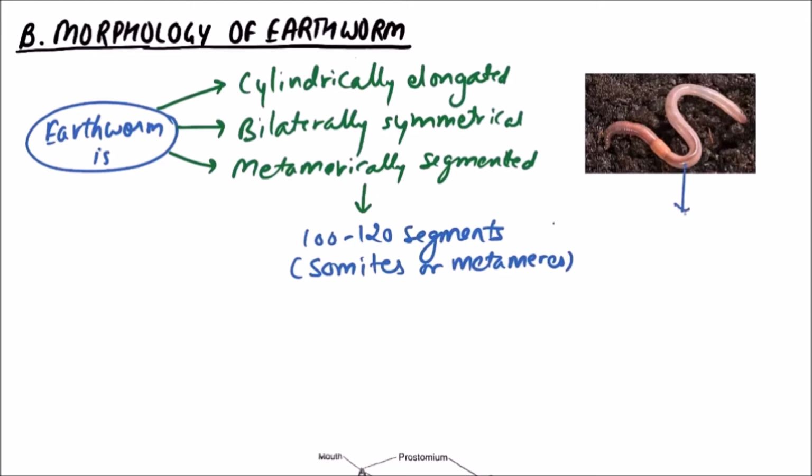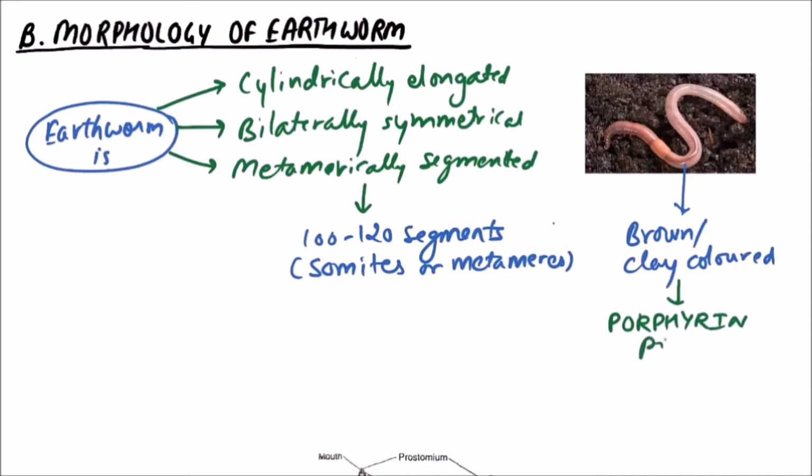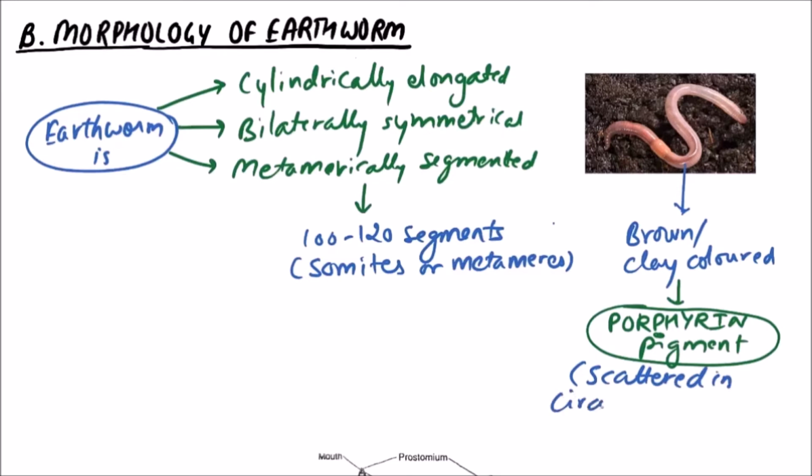The color of earthworm is brown or clay colored. This color is because of a pigment known as porphyrin. This is scattered in the circular muscle layer of body wall.